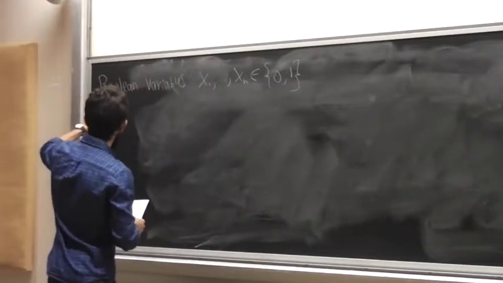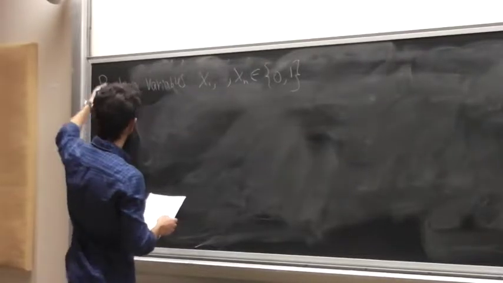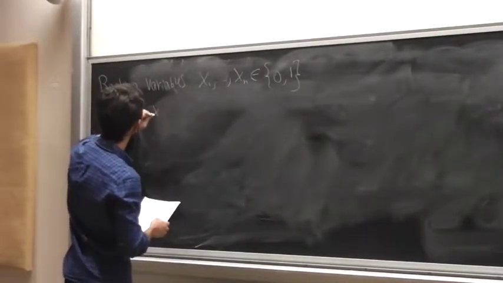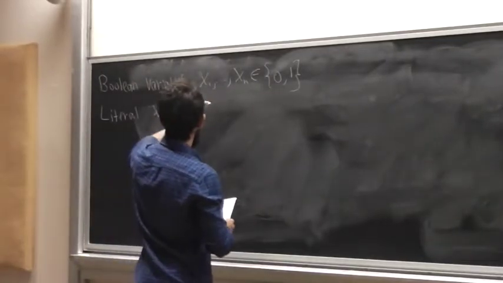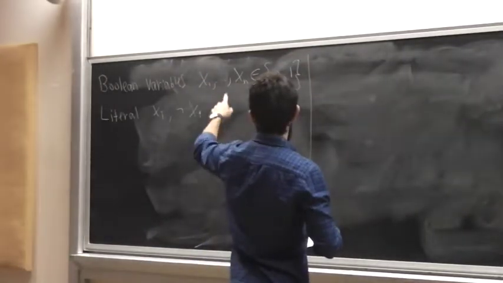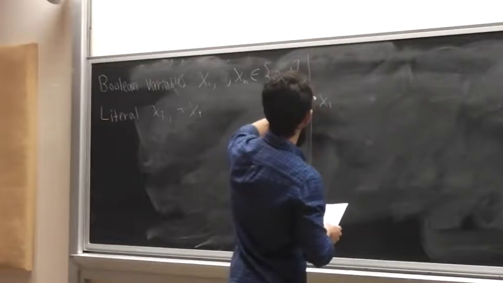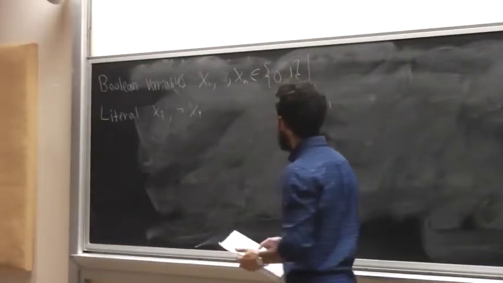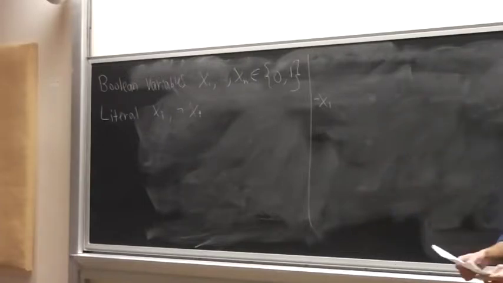So a literal is basically a variable or its negation. So xi or not xi. On the right hand side, I'm going to put examples of each of these things. So for example, a literal could be x1 or not x1. That would be an example of a literal. Okay. So we have 2 of those.